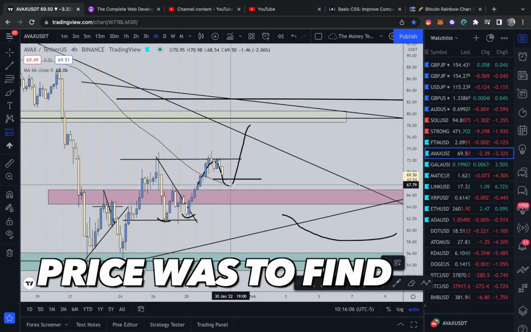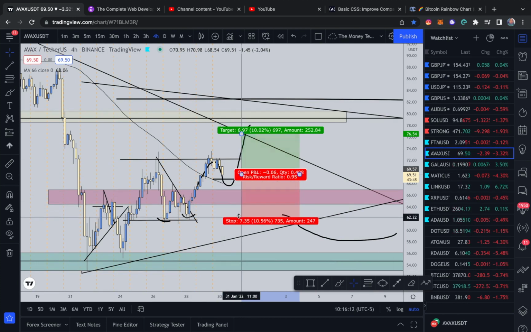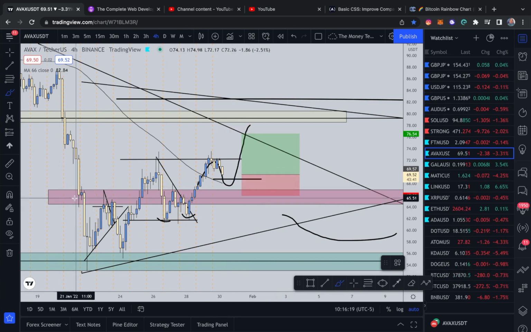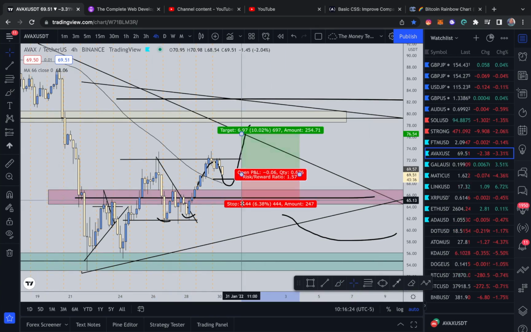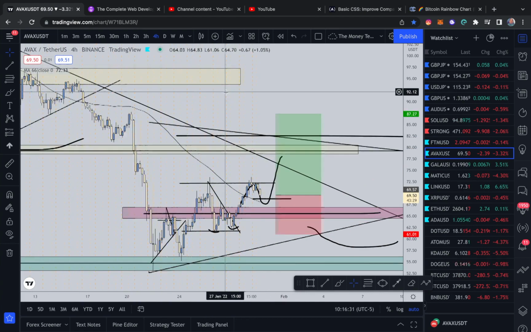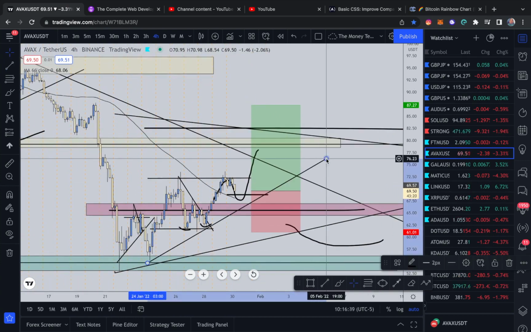So let's say price was to find support here, you find your entry, and you can put your stop below where price finds support, but I probably would put it somewhere in here, below in there, and then take profit to about here. Now this is just me. This is not me actually saying this is a trade. This is just me giving you a trade entry setup.